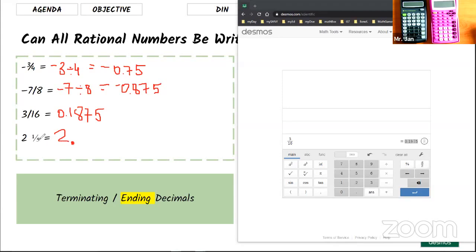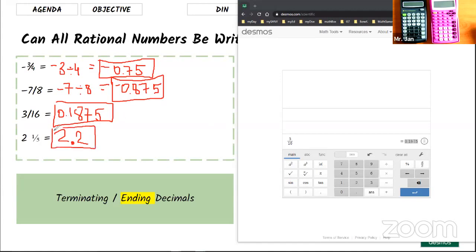Now convert the fraction part, 1/5. If you divide 1 by 5, it's 0.2, so it's 2.2. Look at all these decimals: they end at some point. Another way to say it is that they're terminating, which means they're not continuing. At some point it will end; the digits don't go on forever. So we call this kind of decimal a terminating decimal.